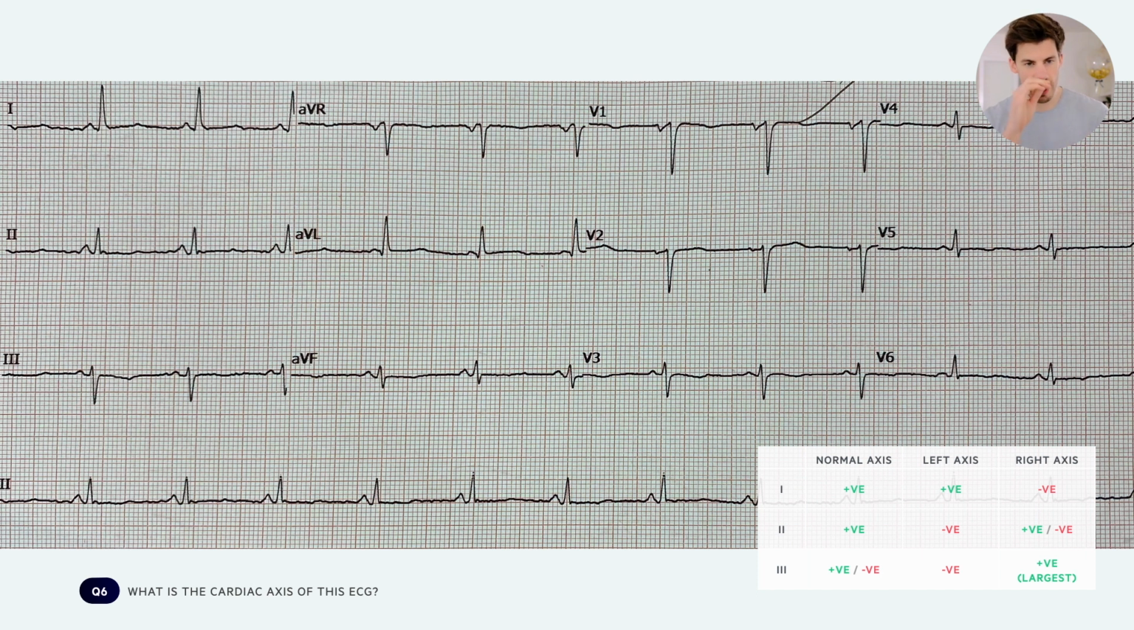Then in lead 3, we have a little R wave upwards, and then we have a deep S wave downwards, which is definitely bigger than the R wave. So this is predominantly a negative lead. So we have a positive lead 1, a positive lead 2, and a negative lead 3. If we then use the table, we can see that it's going to be normal or left because lead 1 is positive. It's now definitely going to be normal axis because lead 2 is positive; if it was left axis, lead 2 would have to be negative. So this is an example of normal axis.